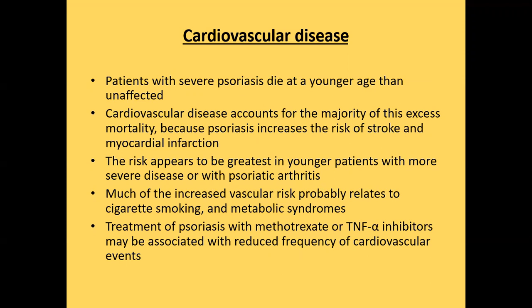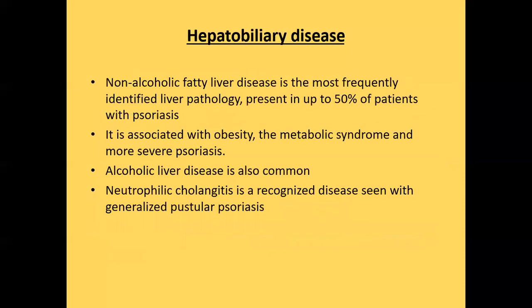Cardiovascular disease accounts for the majority of excess mortality because psoriasis increases the risk of stroke and myocardial infarction. The risk appears greater in younger patients with more severe disease and with psoriatic arthritis. Much of the increased risk is associated with smoking and with concomitant metabolic syndromes. Treatment of psoriasis with methotrexate or tumor necrosis factor alpha inhibitors reduces the frequency of cardiovascular events.